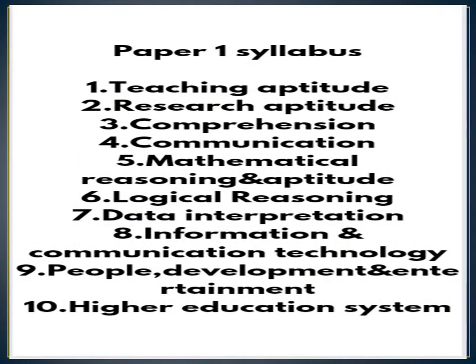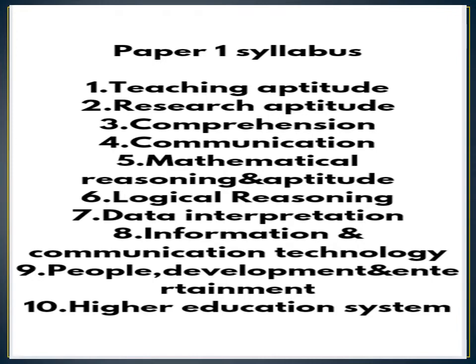The next thing, before practicing what you are familiar with, you have to know the chapters. So in paper 1, you have teaching aptitude, research aptitude, comprehension, communication, mathematical reasoning and aptitude, logical reasoning, data interpretation, information and communication technology, people, development and environment, and higher education system.